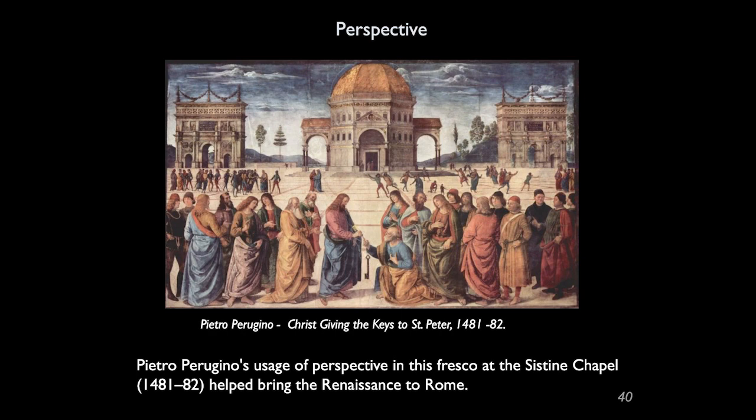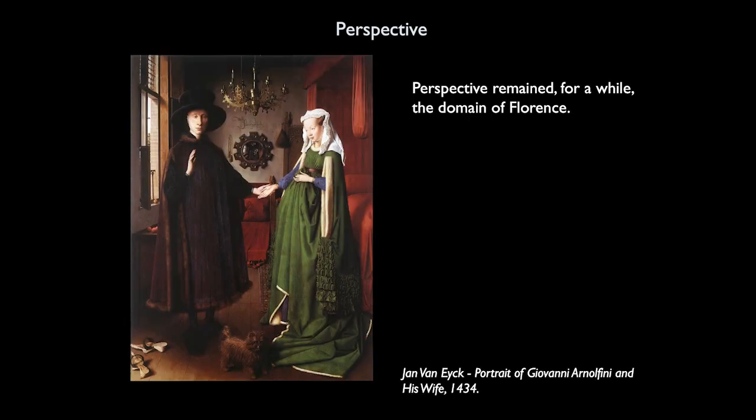And then we have Pietro Perugino's use of perspective in this fresco at the Sistine Chapel, which helped bring the Renaissance to Rome. So this image is actually pretty interesting because when everyone goes to the Sistine Chapel, all they're doing is looking up at the ceiling, and these are on the side walls, and were also very, very important paintings within themselves. So perspective remained for a while just in the domain of Florence.